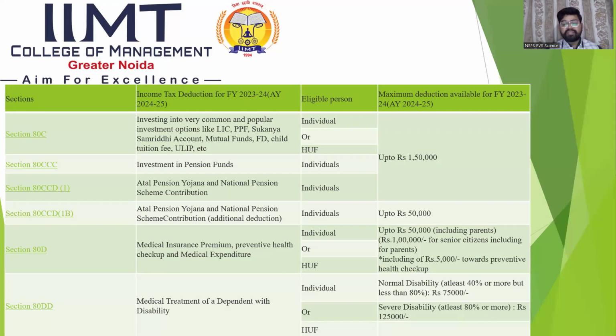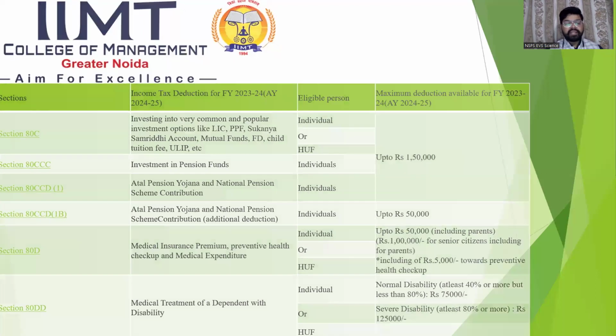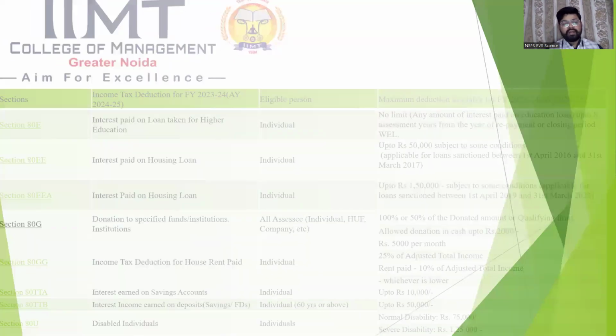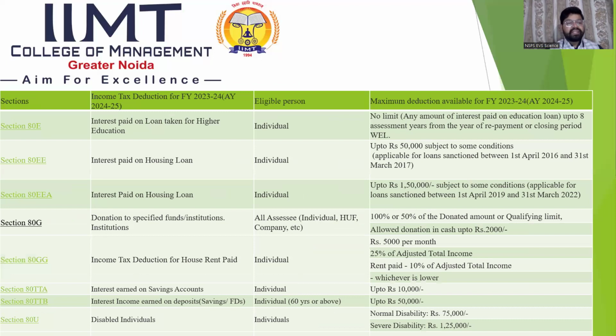For normal disability of at least 40% or more but less than 85%, the deduction is up to rupees 75,000. For severe disability of at least 80% or more, rupees 1.25 lakh is allowed by the government under section 80DD. The next section is 80E.